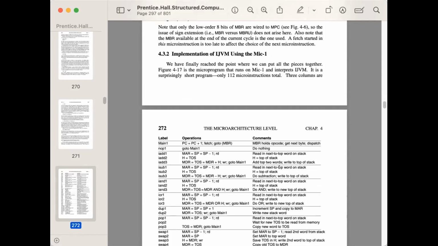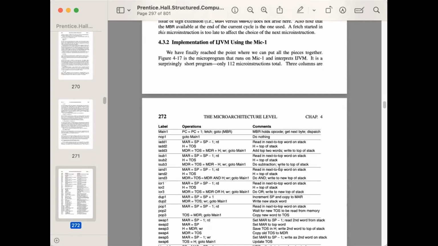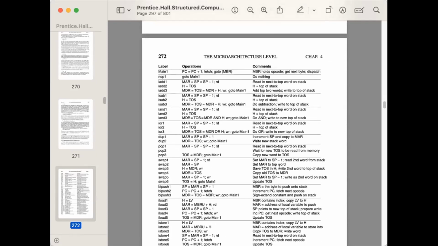Here's an implementation of the IJVM using the MIC1 machine. It's going to go through the code for each of the commands we have. So, for example, the add command. It's going to tell us what we're doing. We're going to read in the next to top word on the stack. H is the top of the stack. Then we add the two words together and write to the top of the stack, and then go back to main. So that's the idea.